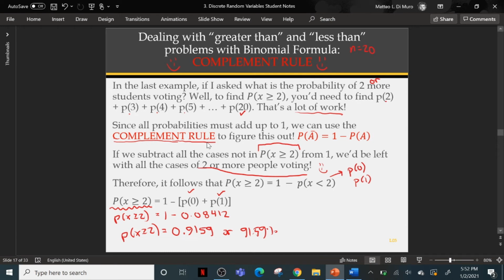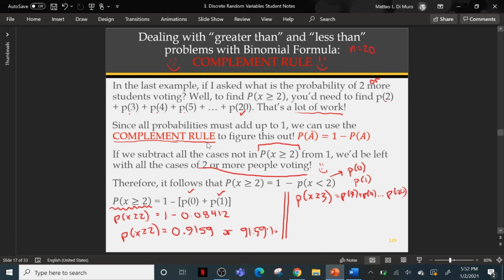I'm gonna just do a couple more, like not the actual work, but just doing the complement rule part of the problem. So let's see if I just said, okay, I want to know the probability that X is greater than or equal to 3. So 3 or more people voting, right? So this would mean you'd have to do probability of 3 plus probability of 4, dot, dot, dot, until you got to probability of 20, right?